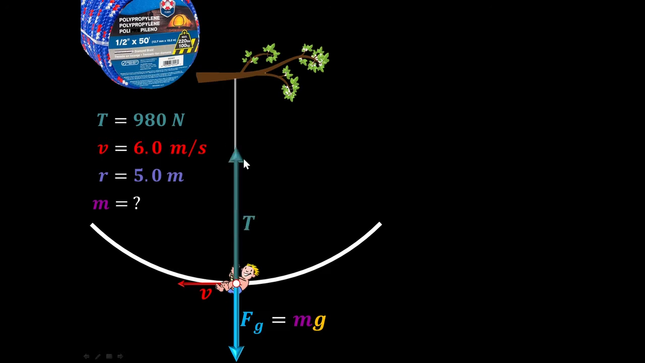Well, then we have the tension in the rope pulling up as well. So these are the two forces. We've got tension pulling up and gravity pulling down. If the tension was less than gravity, they'd be accelerating down. But because the tension is greater than the force of gravity, they're accelerating up, or they're accelerating toward the center of the circle.